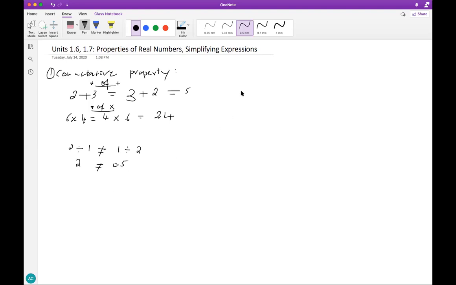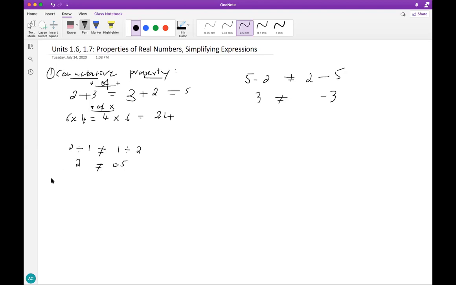Also, it does not apply to subtraction. When you say 5 minus 2, it's not the same as 2 minus 5. This is 3, and as we learned last time from the signs, this is -3. So these obviously are not equal. This commutative property only applies to addition and multiplication. So remember the name.